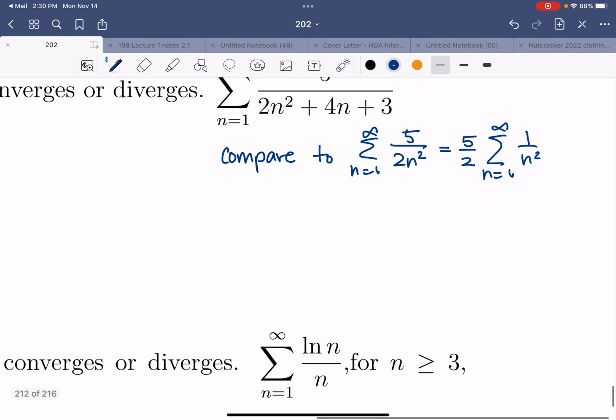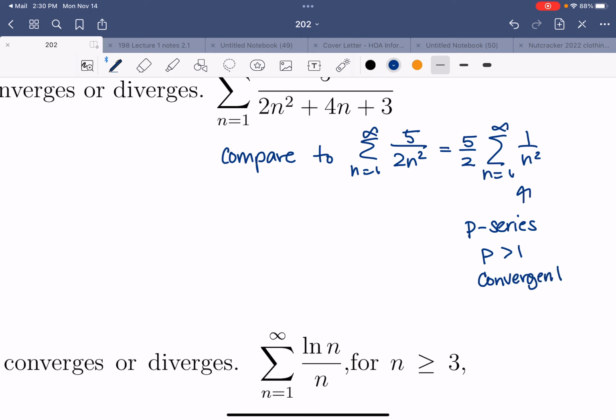All right, now, from the last section, we know that this is a p-series, and its p value is greater than 1, which means that it's convergent. If you want to show that, you could use the integral test to integrate that. You're going to get negative 1 over n. As n goes to infinity, negative 1 over infinity goes to 0, so it converges. So that's what we're going to compare it to.